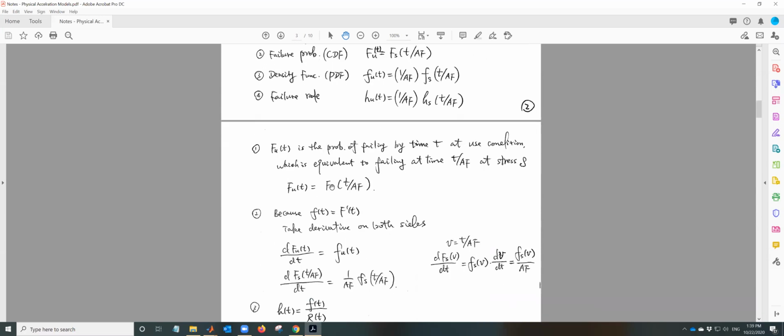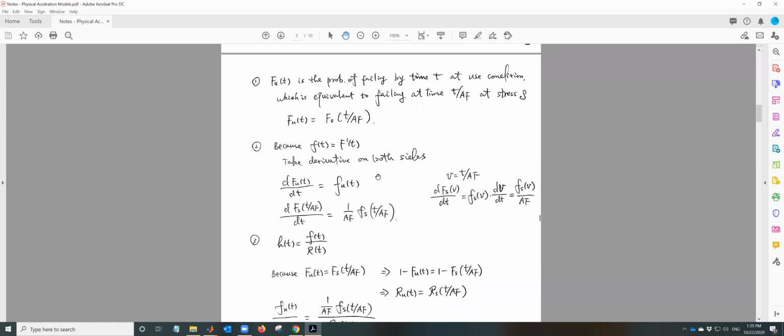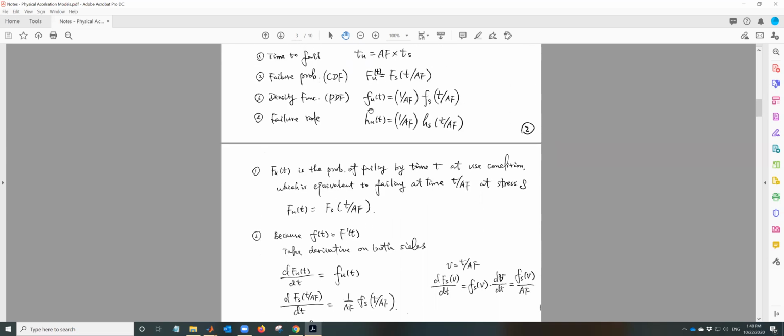Now, because the PDF function equals the derivative of the CDF function, we take derivatives on both sides. On this side, the derivative gives f_U(t). On this side, because you have the acceleration factor inside, you take the acceleration factor to the front: 1 over AF, then f_S(t over AF). This is from calculus. Now we have the relationship between the CDF and the PDF: f_U(t) equals 1 over AF times f_S(t over AF).